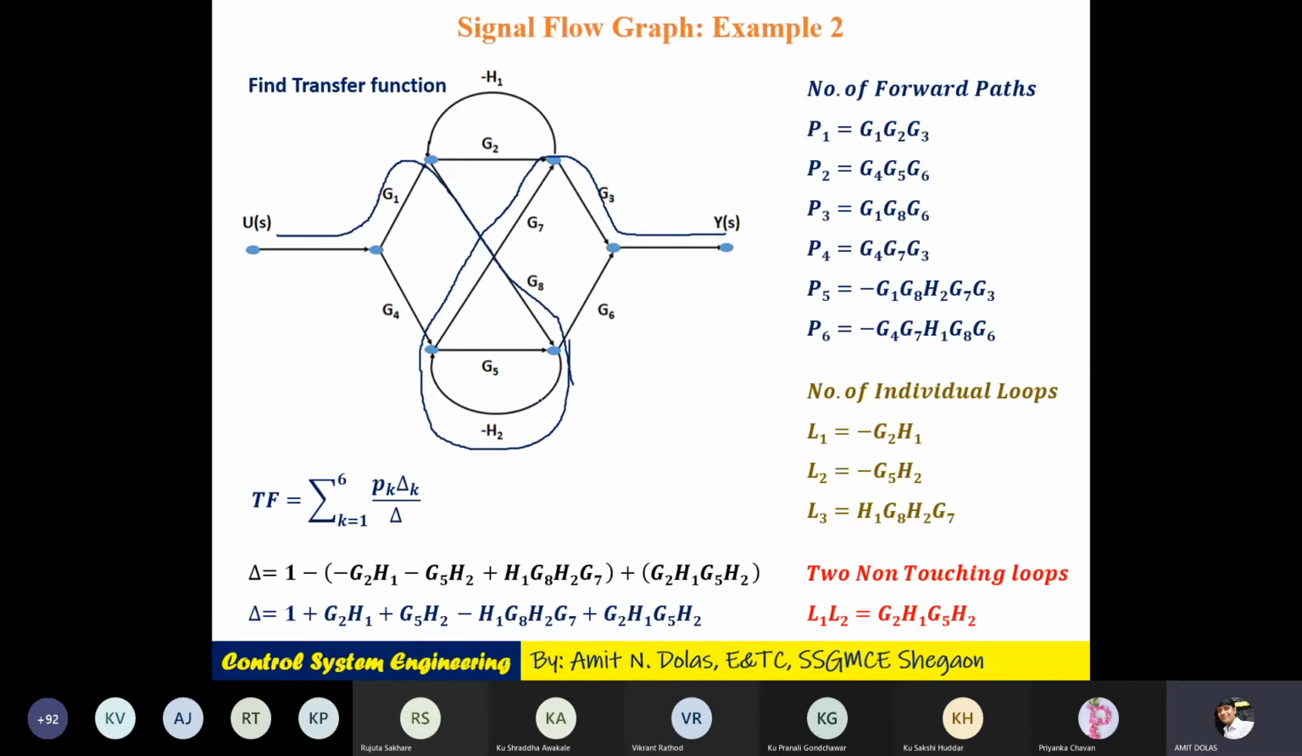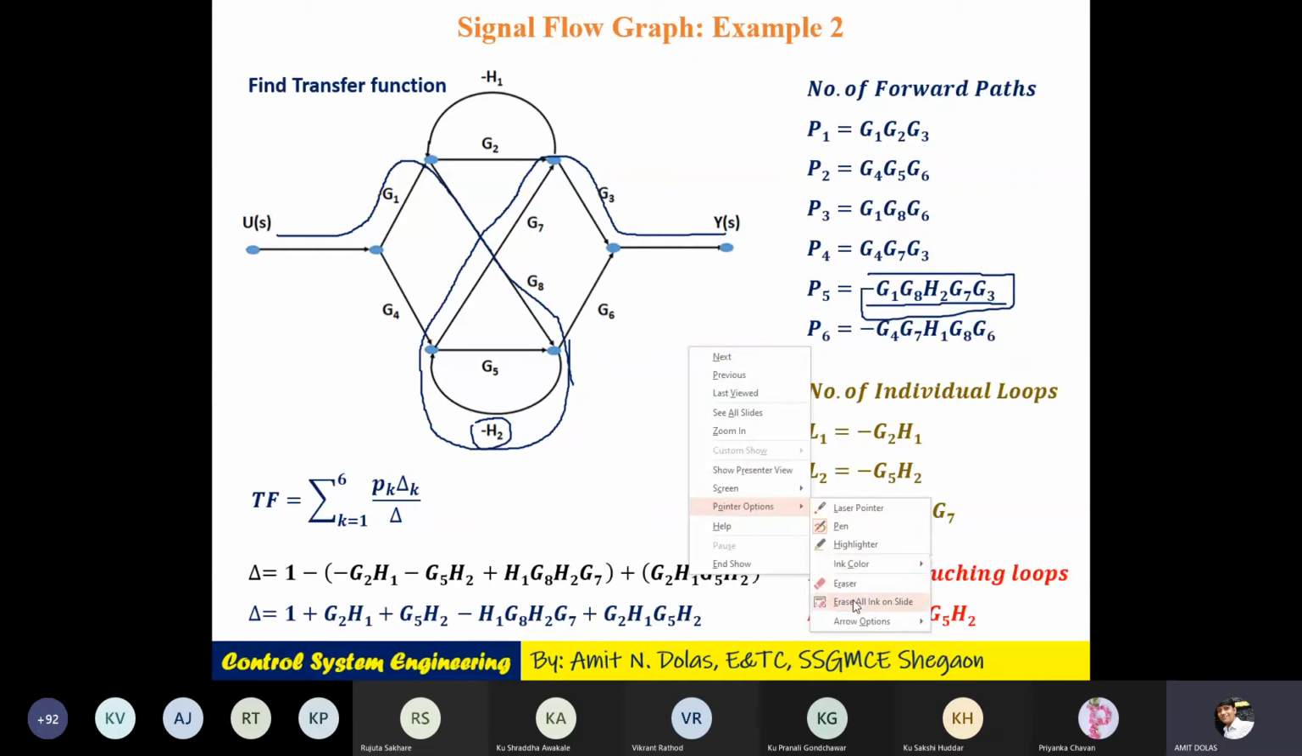The signal has come from the input and gone straight to the output without stopping. The minus sign is due to this minus H2. So minus G1, G8, H2, G7, G3. Here, intentionally, I have not changed the sequence. I have not written it as G1, G3, G7, G8, H2, so that you can understand.